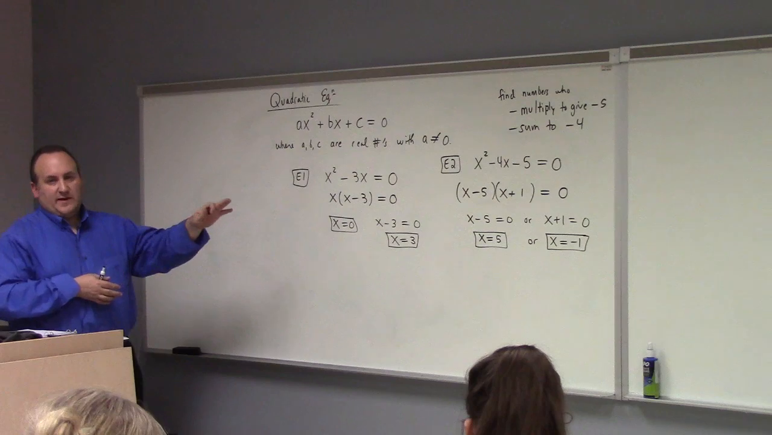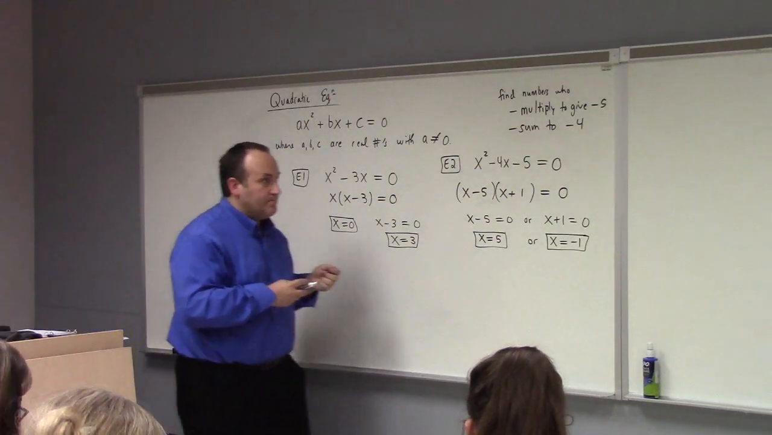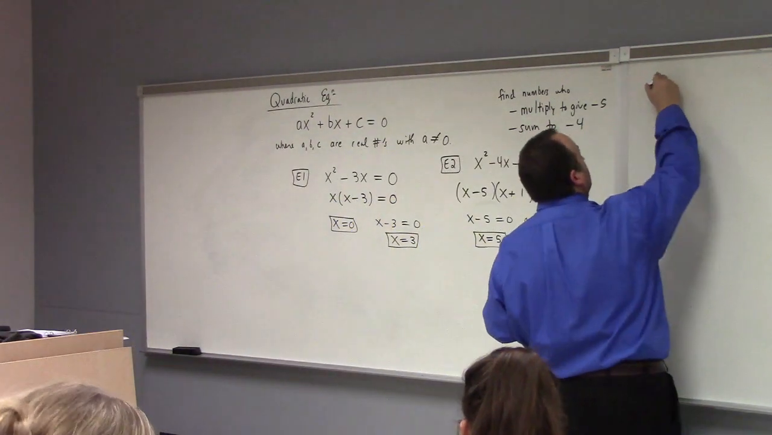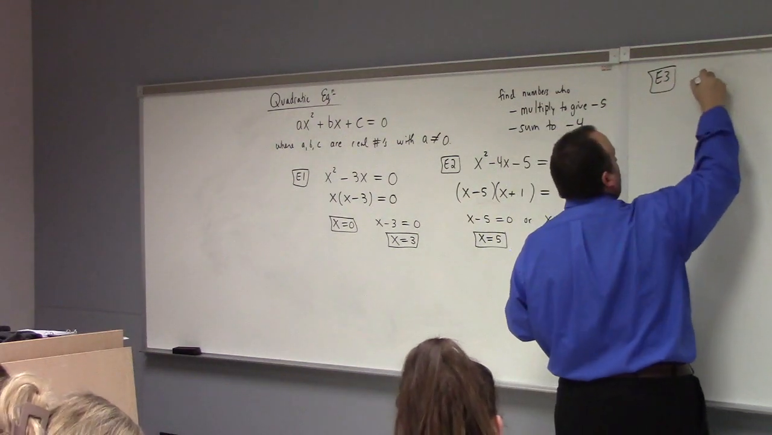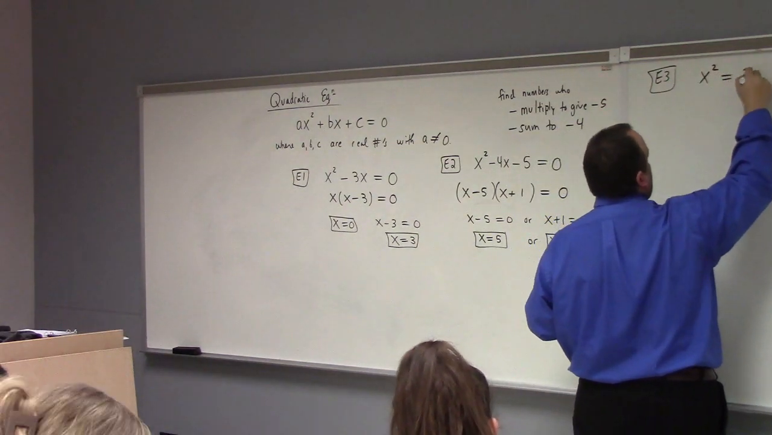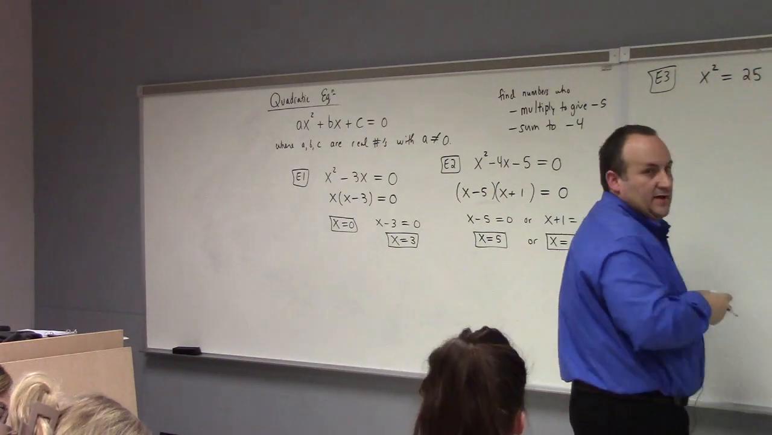All right, well that wasn't too bad. Let's look at another example. What if I have x squared equals, let's say, 25? How should I solve that?